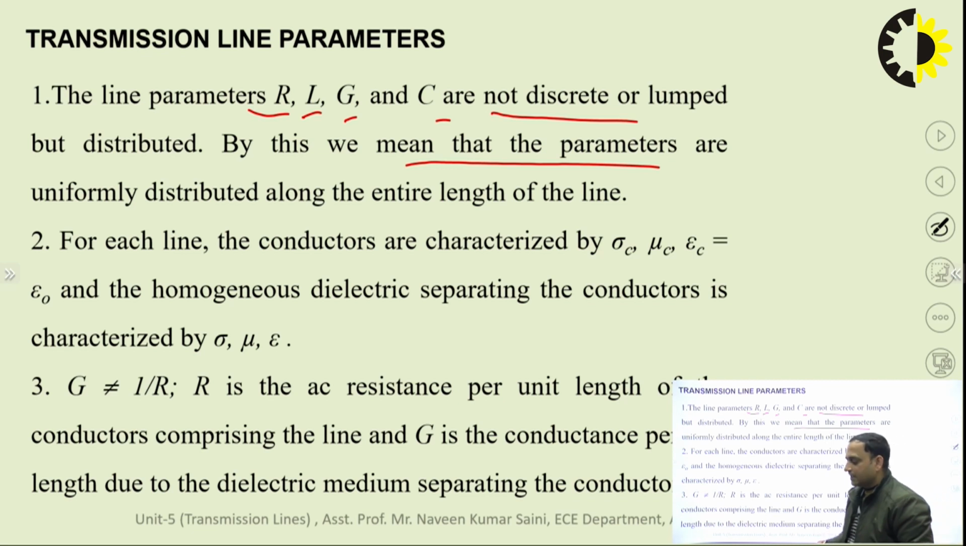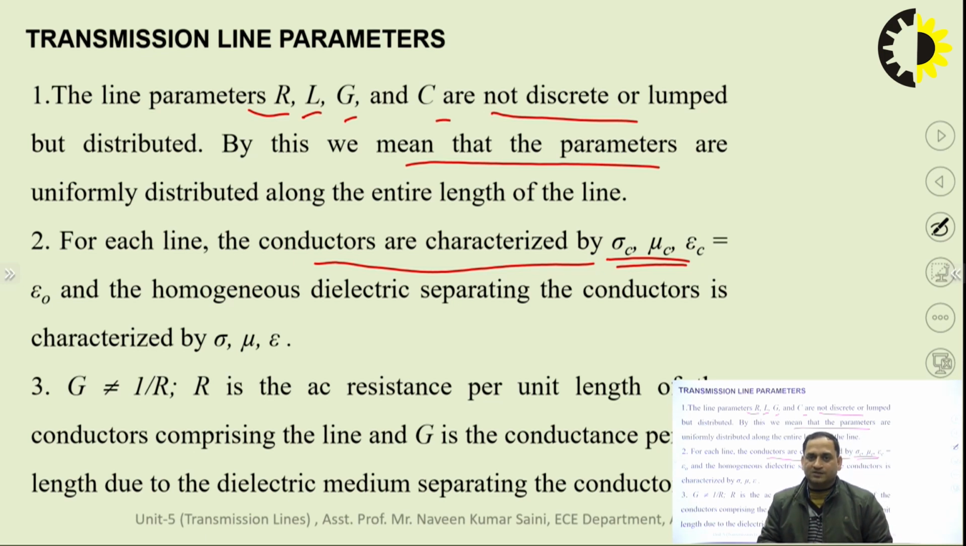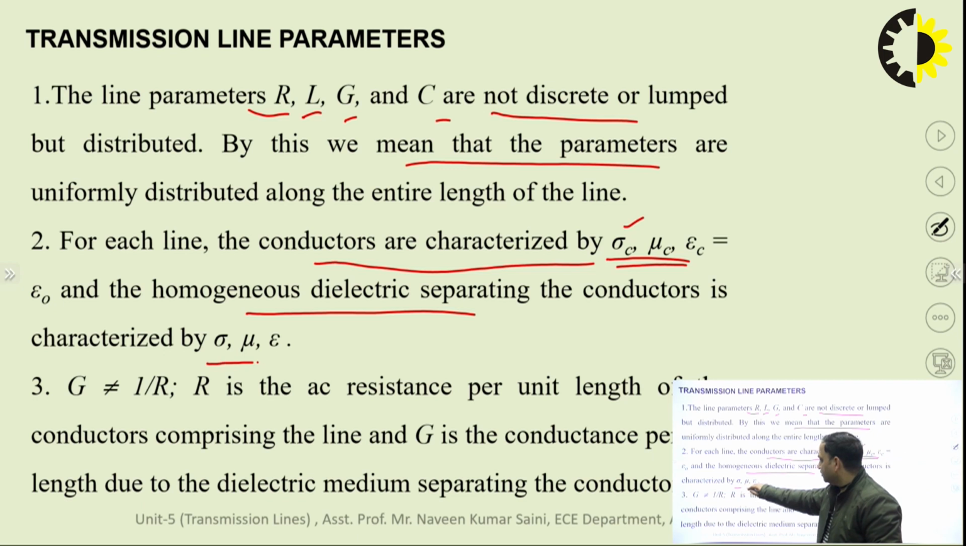As we said, these parameters are distributed all over the line. For each line, the conductors are characterized by the parameters sigma c, mu c, and epsilon c equal to epsilon naught. These are the parameters for the conductors. If you remember, when we discussed good conductors in wave propagation, we discussed sigma c, mu c, and epsilon c equal to epsilon naught as the parameters defining good conductors. And the homogeneous dielectric separating the conductors is characterized by sigma, mu, and epsilon.